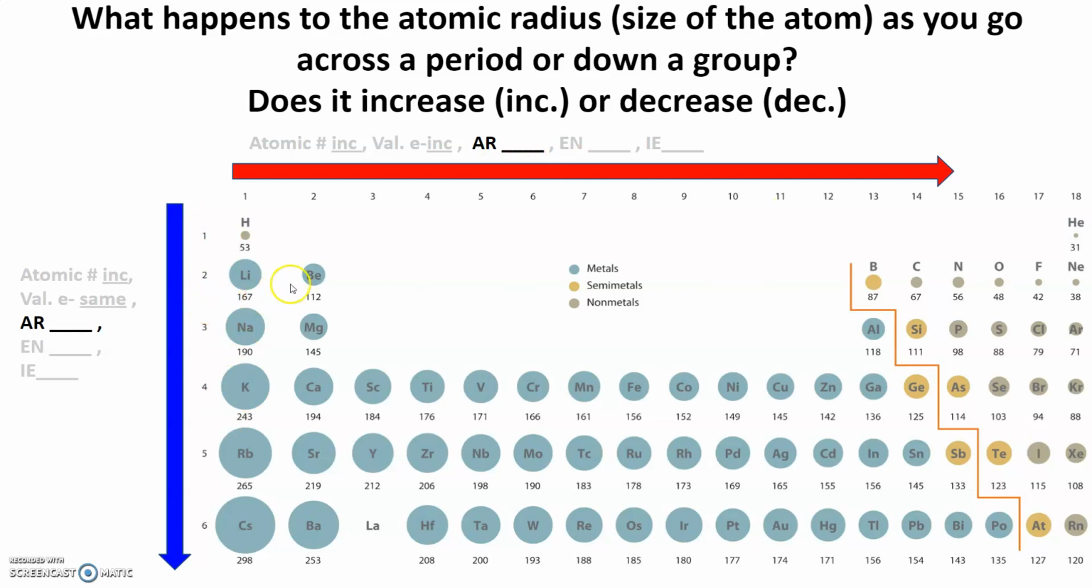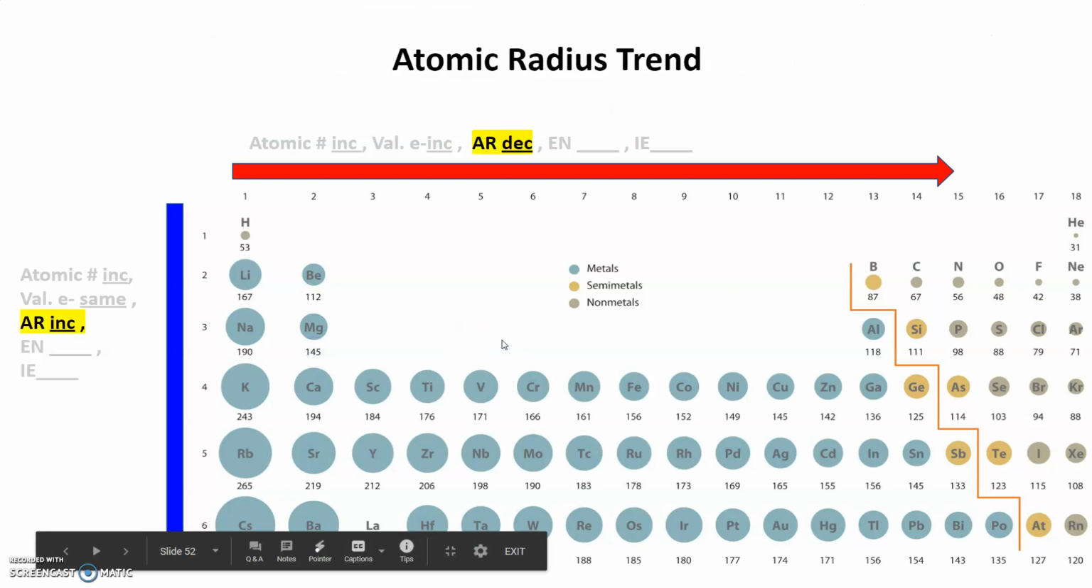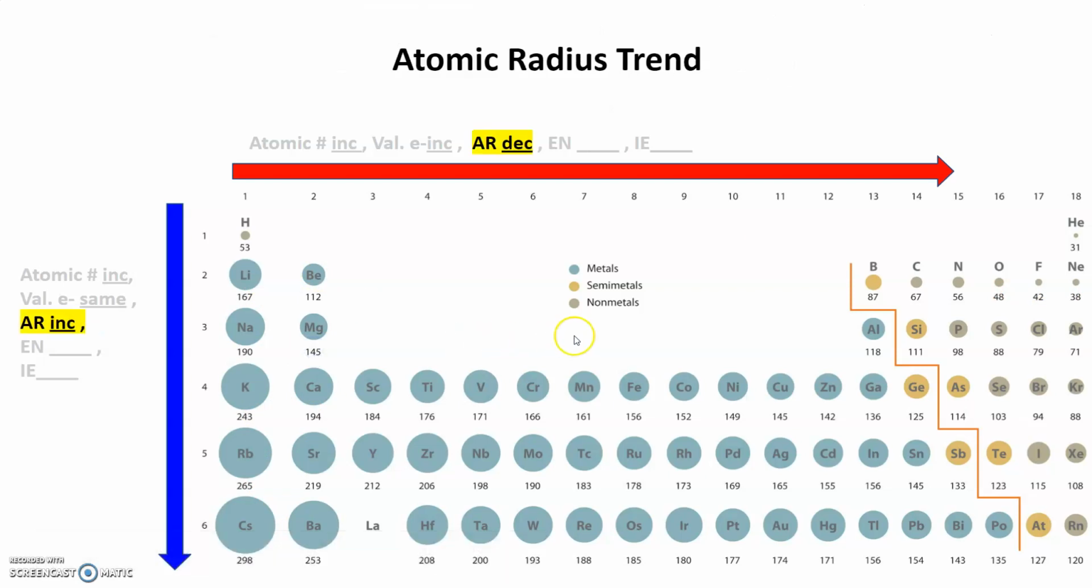Great, you'll notice as you go across, the atomic radius is getting smaller, so it's decreasing, or the size of the atom gets smaller, so the atomic radius decreases. And as we go down, the atom size gets bigger, so it increases. So this is the atomic radius trend.